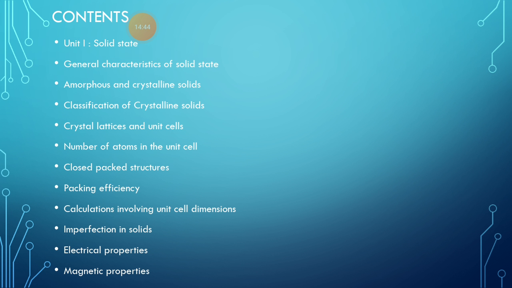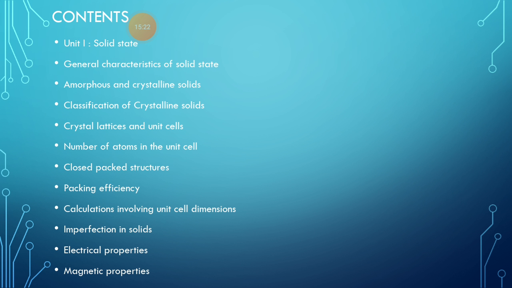Then we are going to learn about the different types of unit cells, and in the different types of unit cells, what is the actual number of atoms present in each unit cell, which we are going to calculate over here. Then we are going to learn about how the particles are packed and placed in the crystal structure or solid, which we learn under the point close packed structures. So how the structures form, we are going to learn over here.